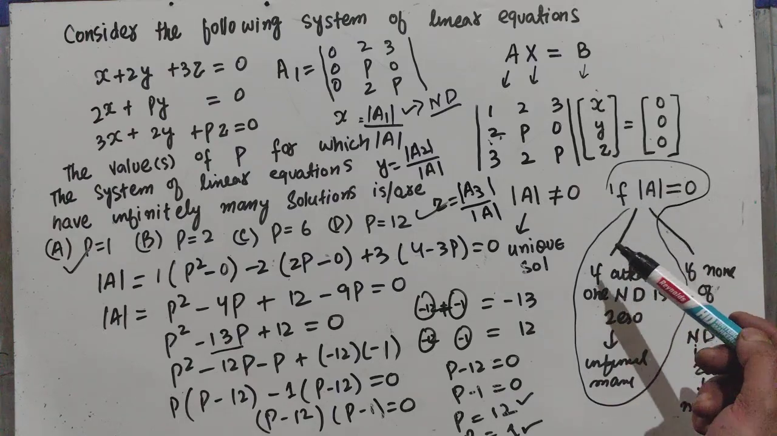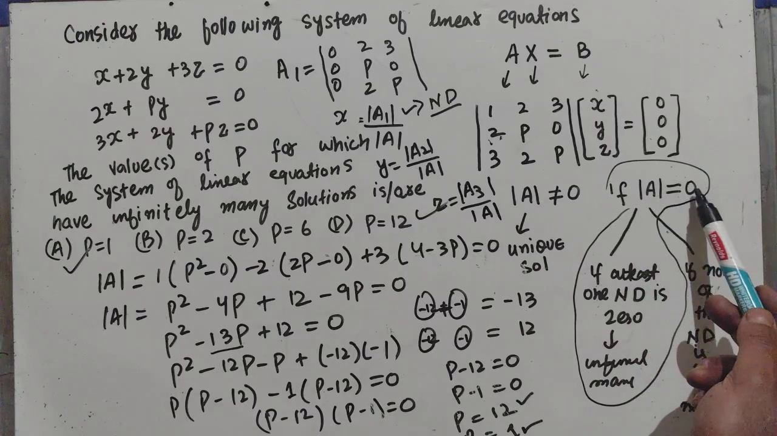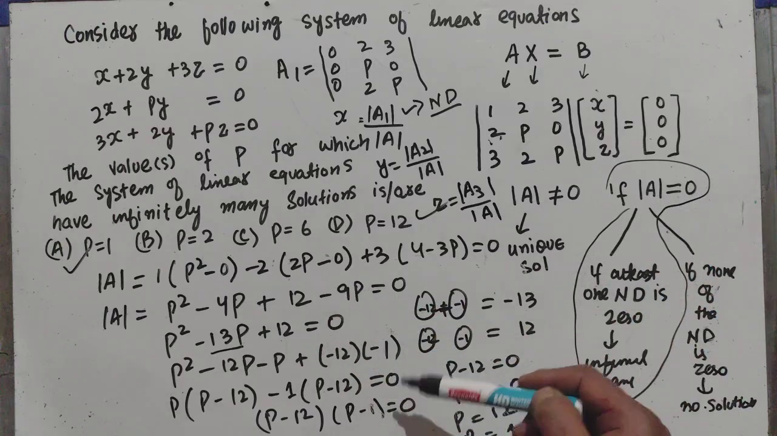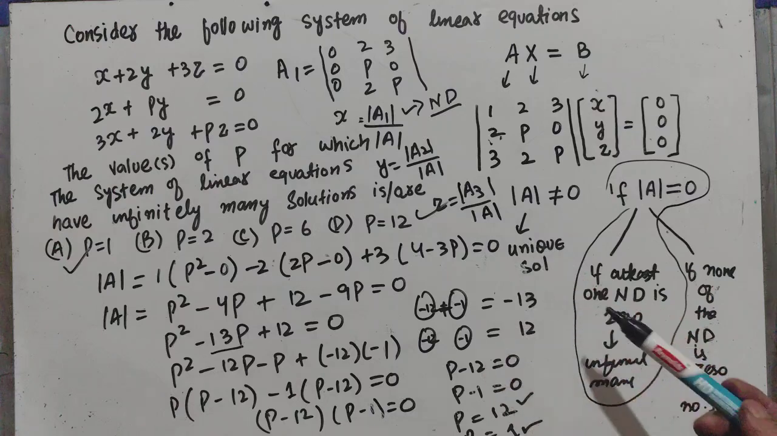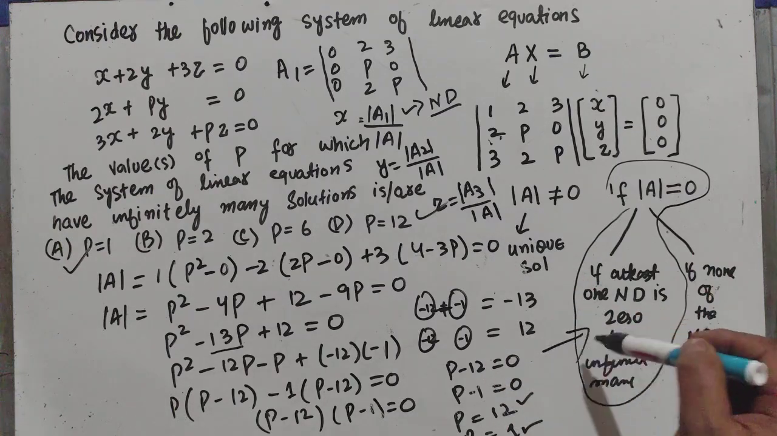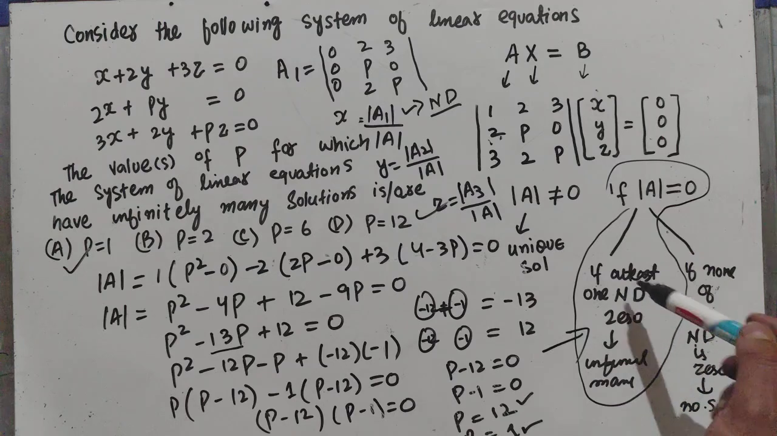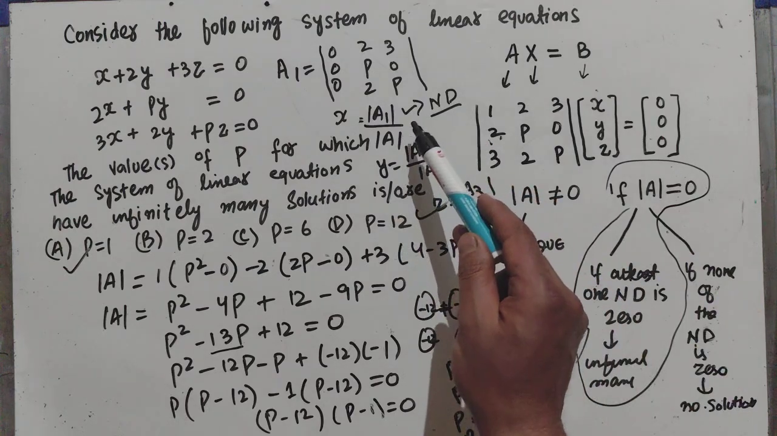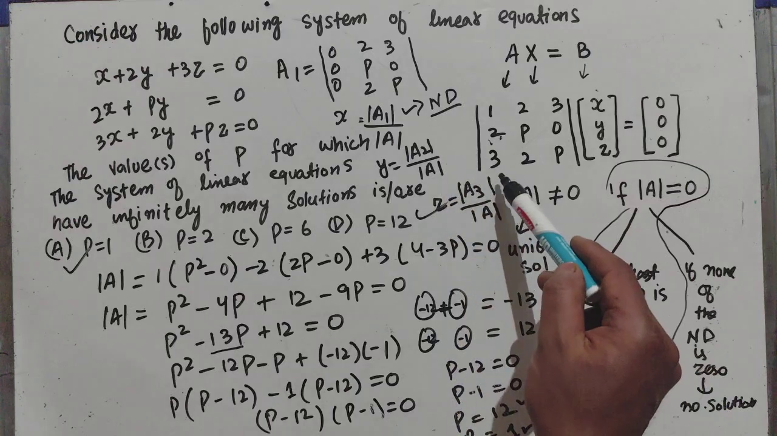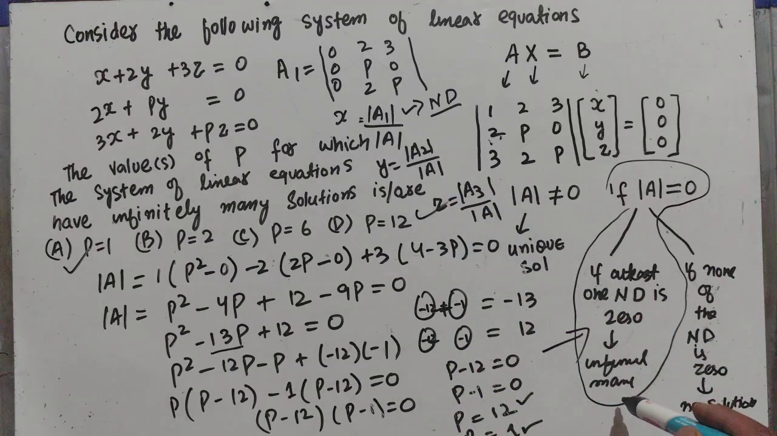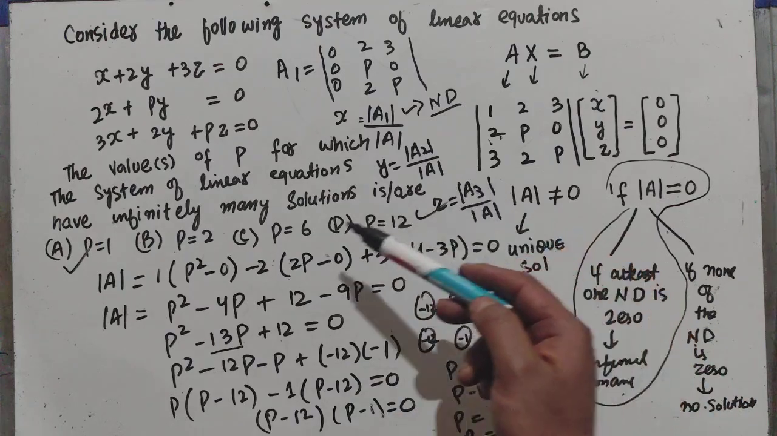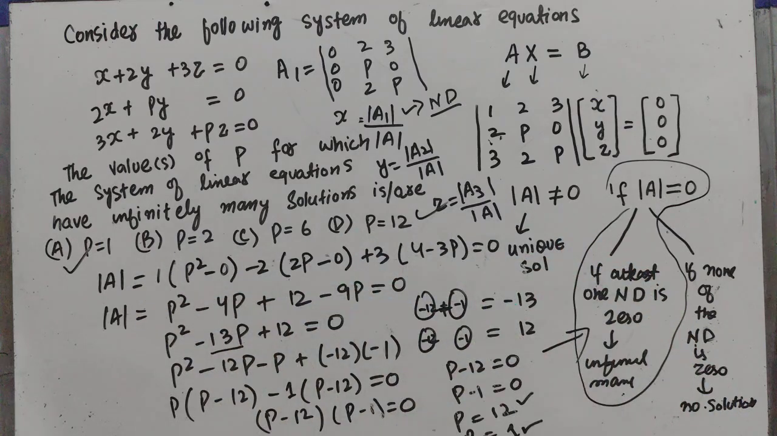So for infinitely many solutions, we should have two conditions. First, the determinant should be equal to 0. We are done with the question, but I am explaining what is meant by the numerator determinant. If at least one numerator determinant comes out to be 0, then we will have infinitely many solutions. We don't need to solve it further because we got the two values for which the given system of equations has infinitely many solutions. Okay.